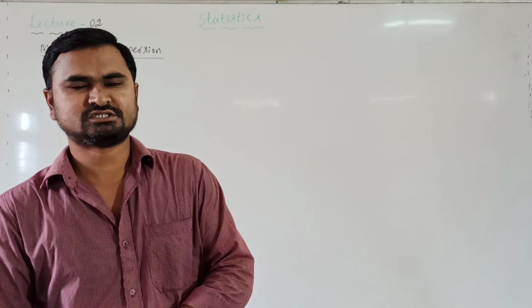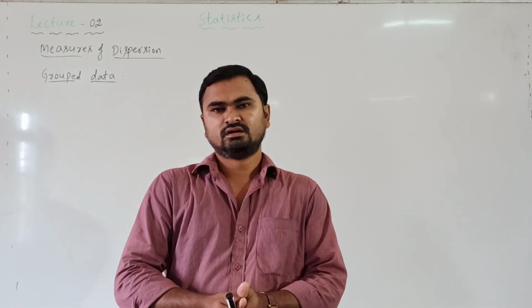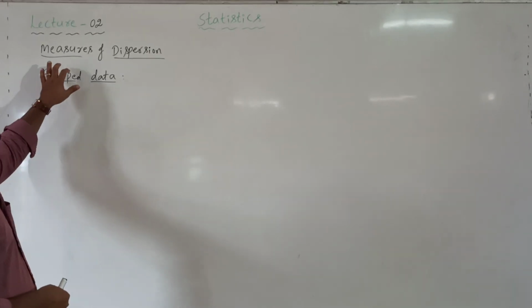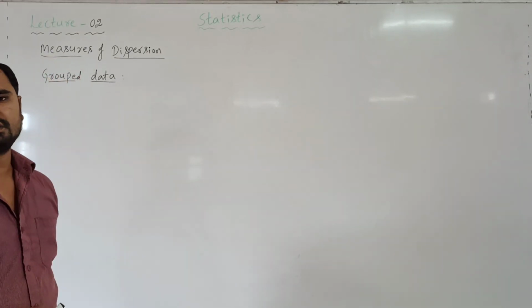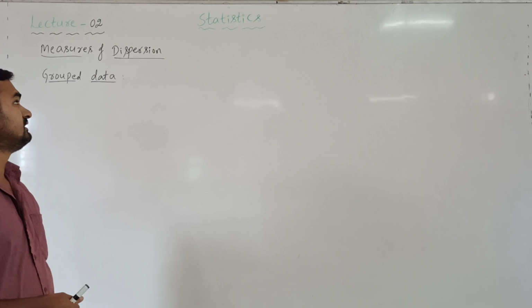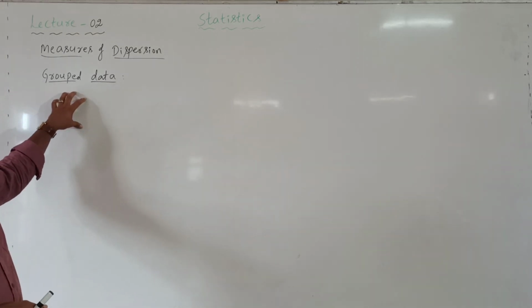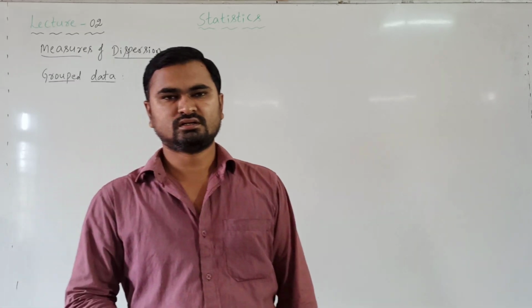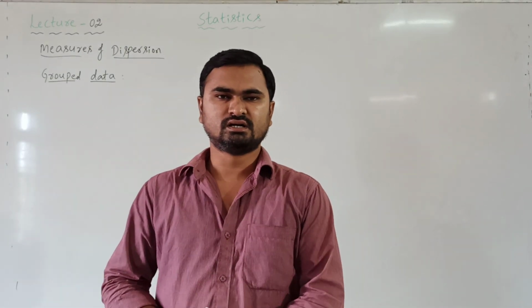So in the last class we started statistics. Now let us continue our discussion on that. We discussed the measures of dispersion in the case of ungrouped data. Now we will see, if grouped data is given, how to find the measures of dispersion, that is mean deviation and then standard deviation that we are studying.